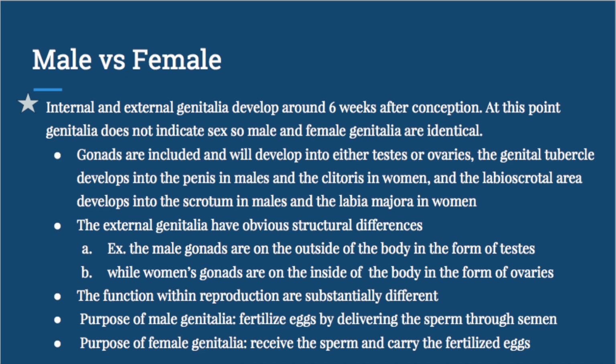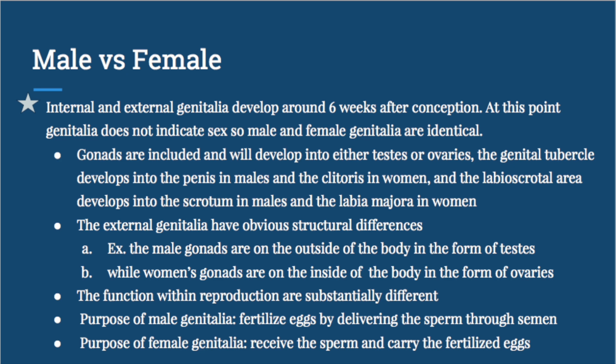What is the difference between male and female genitalia? First, internal and external genitalia develop around 6 weeks after conception. At this point, genitalia does not indicate sex, so male and female genitalia are identical. Gonads are included and will develop into either testes or ovaries. The genital tubercle develops into the penis in males and the clitoris in women. And the labioscrotal area develops into the scrotum in males and the labia majora in women.